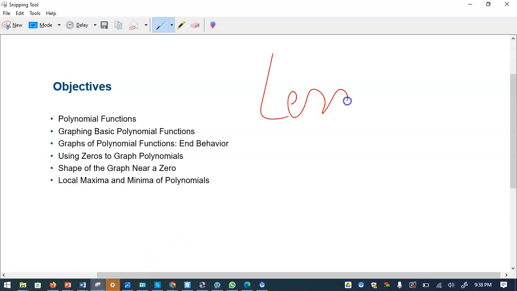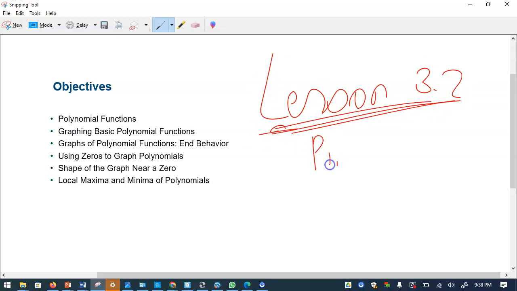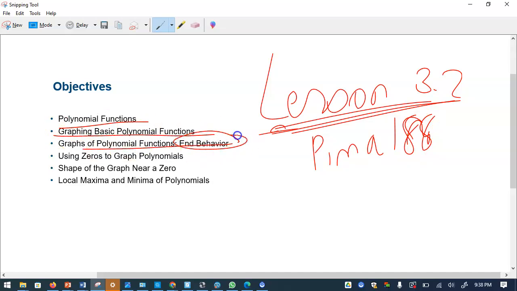This is lesson number 3.2, and basically lesson 3.2 in the PIMA 188 is about the learning target: what is a polynomial function, graphing basic polynomial functions, and graphing a polynomial function, that is the end behavior, using zeros to graph the polynomial, the shape of the graph near zero, and local maximum. So this is the learning target.